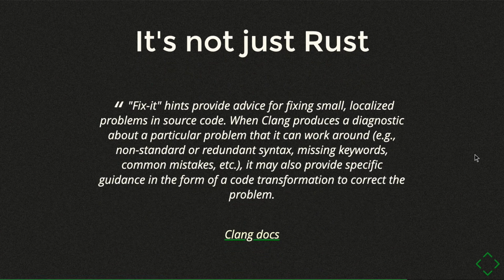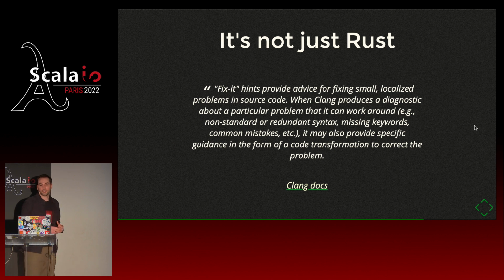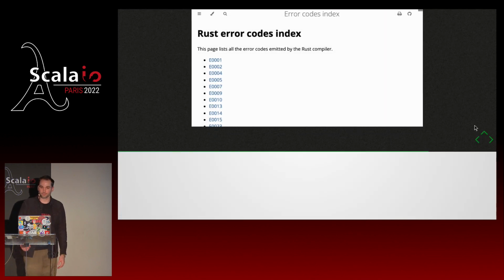But this isn't just Rust that does this either. If you look at Clang, for example, they have something called fix-it hints. And this is taken right from the documentation. But fix-it hints provide advice for fixing small, localized problems in source code. So when Clang produces a diagnostic about a particular problem, it can work around, such as non-standard or redundant syntax, missing keywords, common mistakes. It can also provide a specific guidance in the form of code transformations to correct the problem, which basically means it can fix it for you, and it will send it right to you to use.